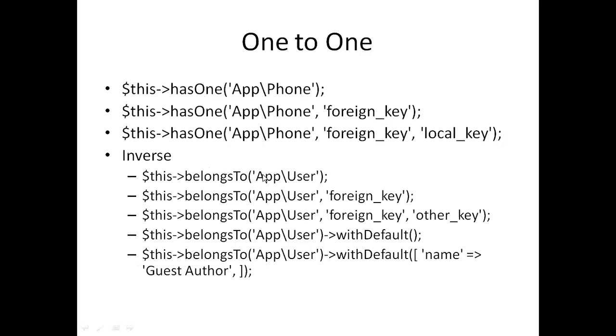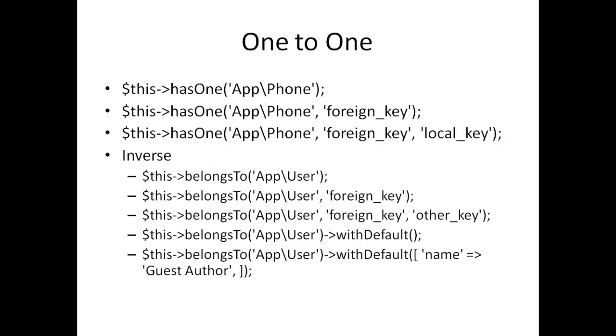You can create hasOne, and on the other side it will be belongsTo. If you're creating the relationship on the phone model, from phone to user, then you have to use belongsTo. From user to phone you can make hasOne, right?